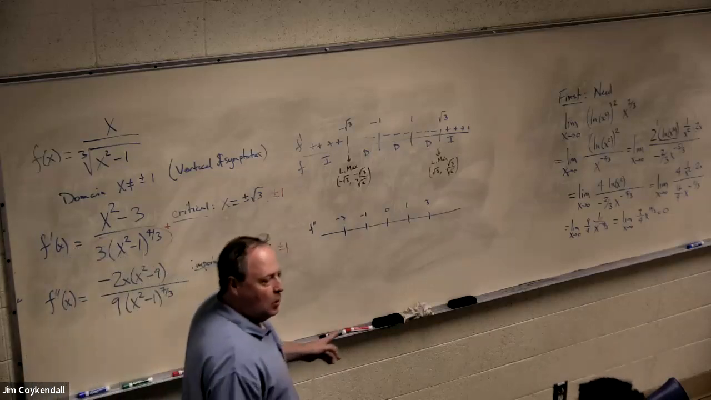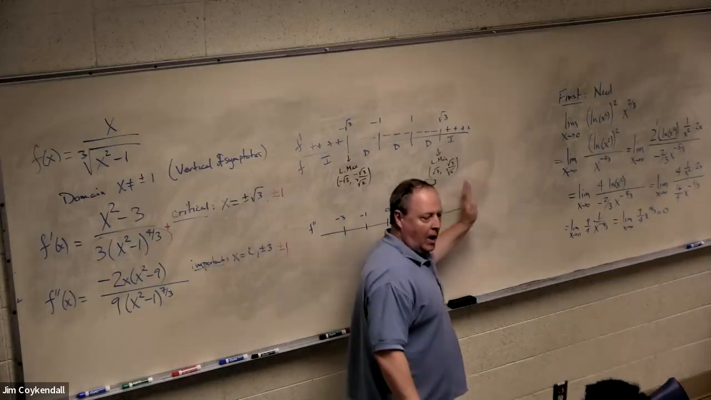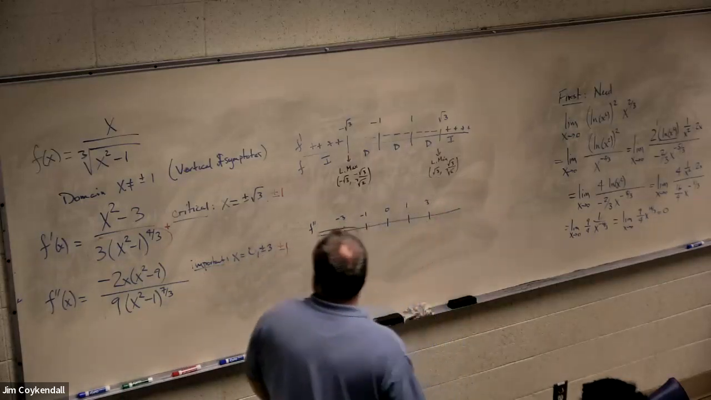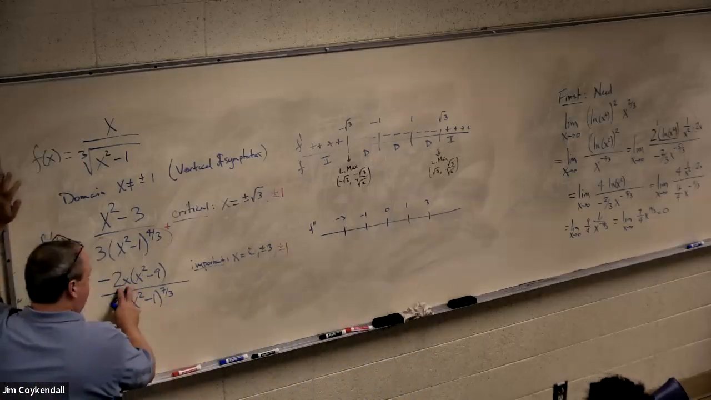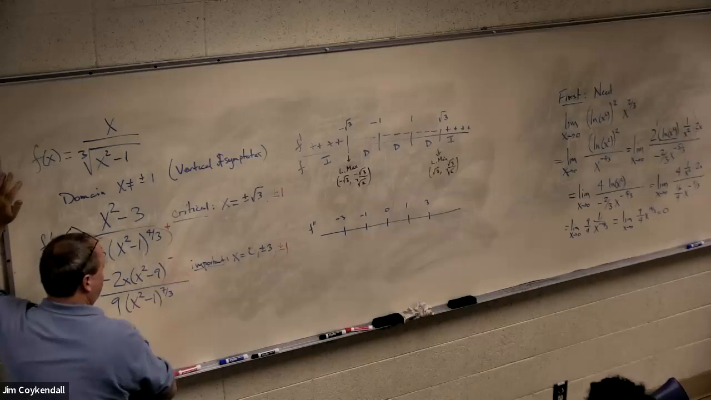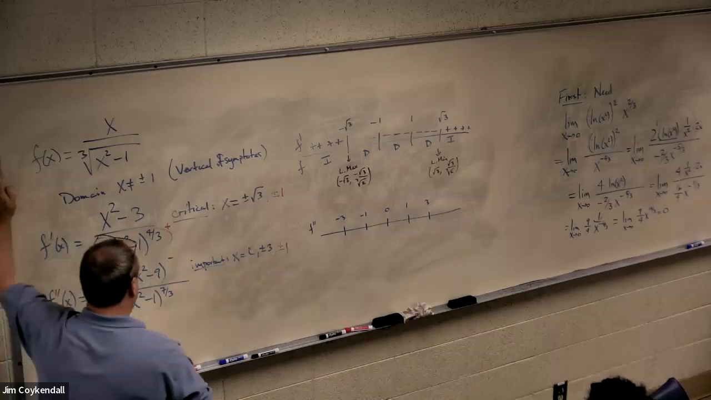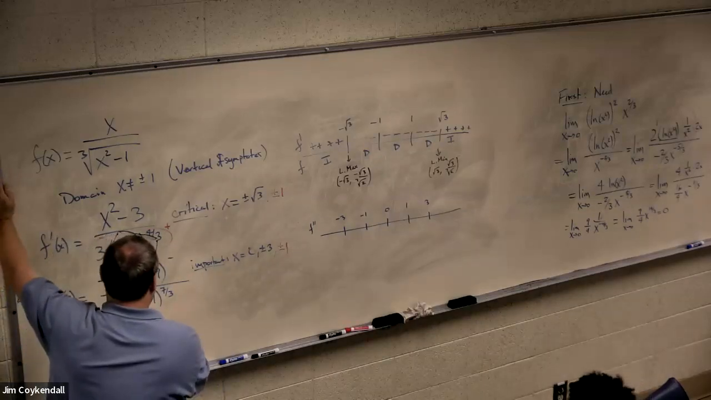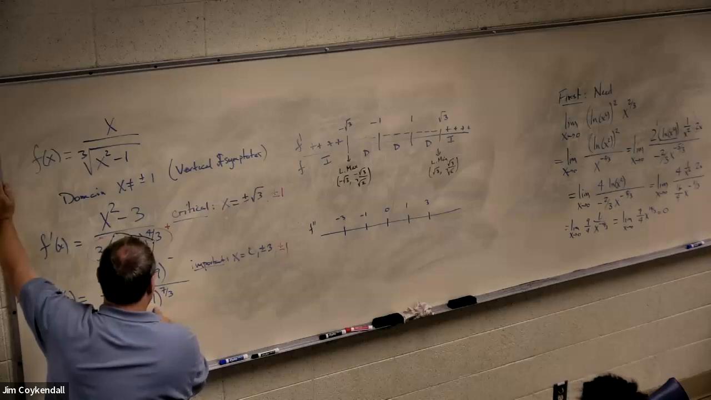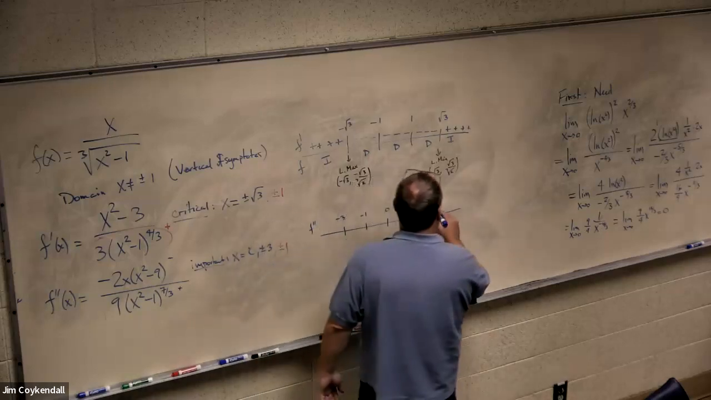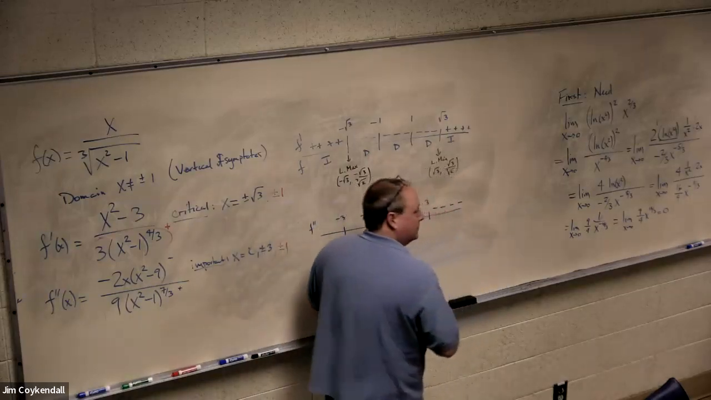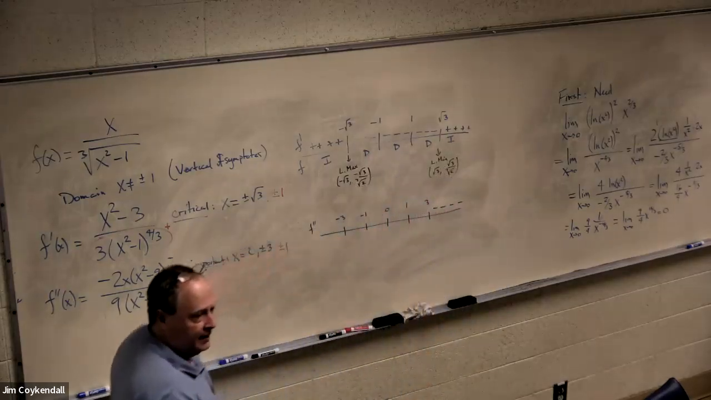What happens, let's say, when I'm to the right of 3, something like 4. This is negative, positive, so I get a negative on top. And the bottom is going to be positive. So the whole thing is negative. Everybody follow that?